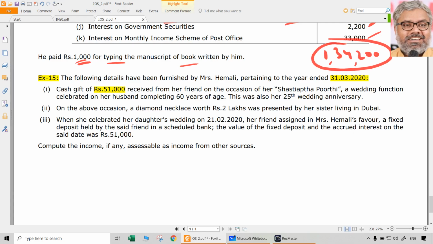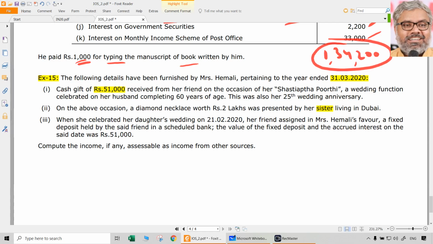Second point. On the above occasion, a diamond necklace worth 2 lakhs was presented by her sister. Not taxable, because the sister is a relative. Since she received it from the sister, nothing is taxable. 2 lakhs, 2 crores, doesn't matter. Nothing is taxable if the gift is received from a relative.